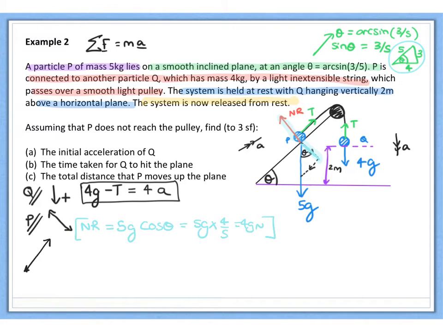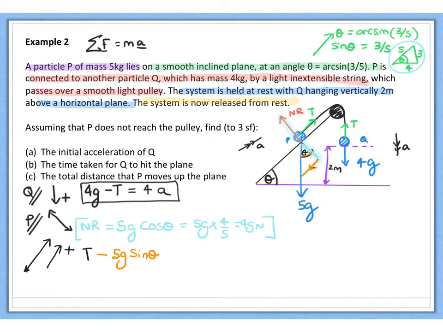Well, parallel to the slope, it's moving up the slope, so I'm going to take up the slope as positive. Let's apply F equals ma. We have T going up the slope, and then we have this component down the slope and opposite in direction to T. Now that's a sine component of the weight because it's opposite the angle theta. So it is T minus 5g sine theta. Remember, up is positive, so this component, 5g sine theta, is negative.